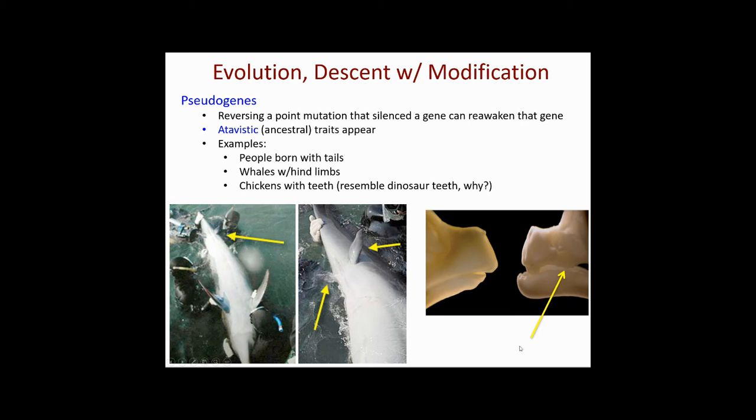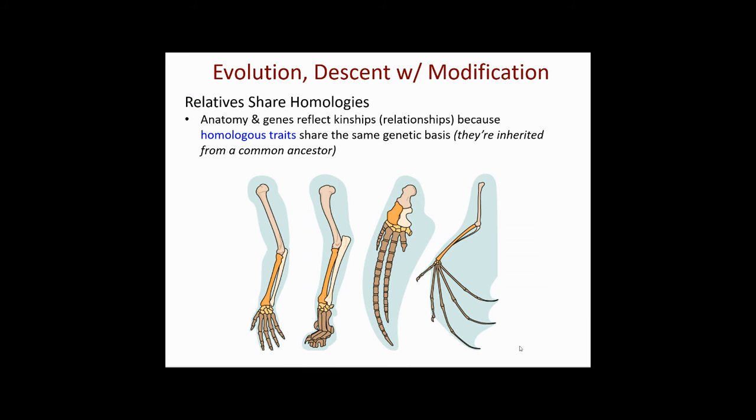In addition to pseudogenes, we can also see that related organisms do share homologies. You should recognize this term. We talked about homologous traits before. Homologous traits are those that are inherited from a common ancestor. Not only can the physical anatomy reflect the relationships or kinships between organisms, but so too can their genes when shared from that same ancestral genome or genetic basis.